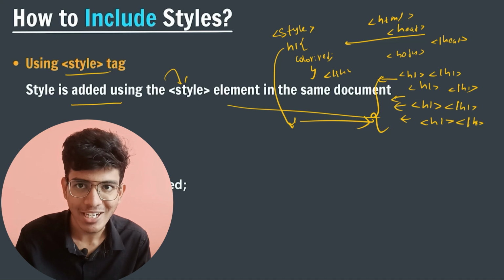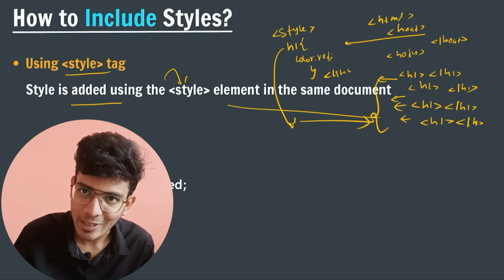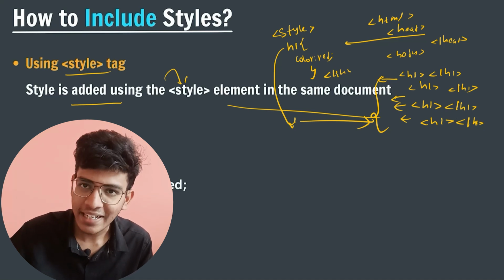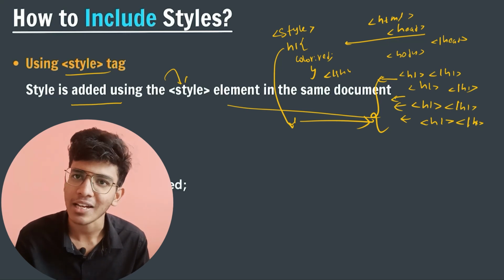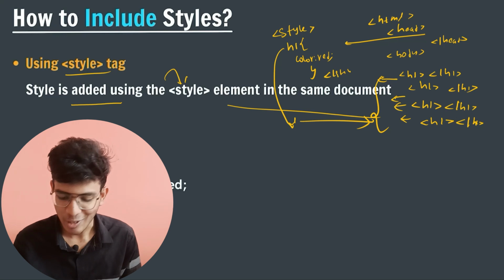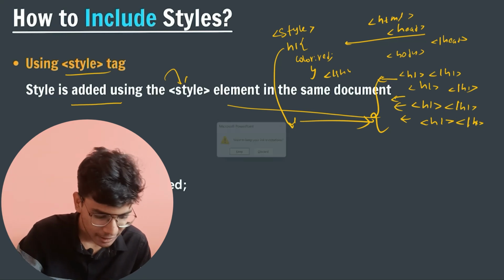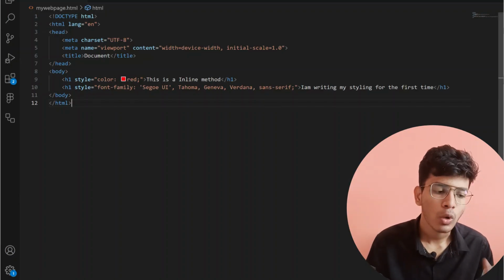So this is an efficient method, right? You're not wasting your time, you're directly applying styling to all the tags at once. So this is a little bit more efficient method. Let us try to apply this thing here. So I'm having 2 h1 tags.